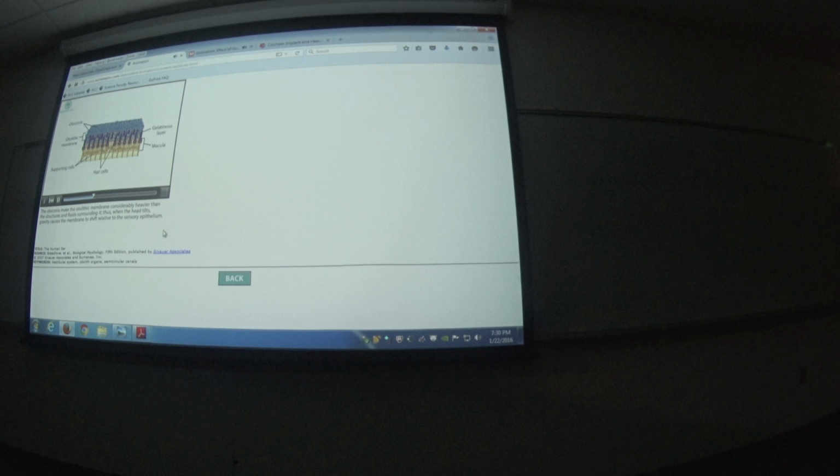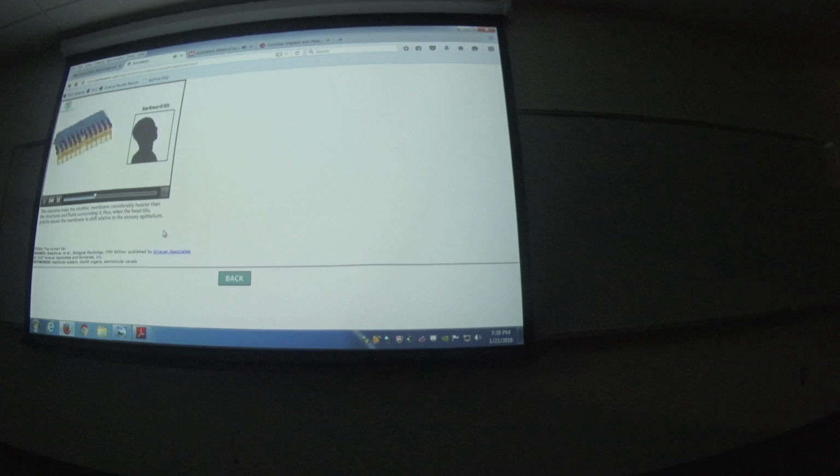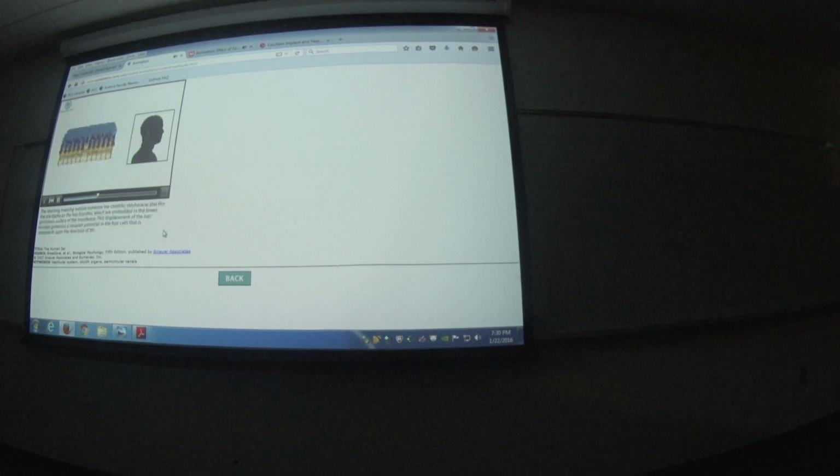The otoconia make the otolithic membrane considerably heavier than the structures and fluids surrounding it. Thus, when the head tilts, gravity causes the membrane to shift relative to the sensory epithelium. The resulting shearing motion between the otolithic membrane and the macula displaces the hair bundles, which are embedded in the lower gelatinous surface of the membrane. This displacement of the hair bundles generates a receptor potential in the hair cells that is dependent upon the direction of tilt.